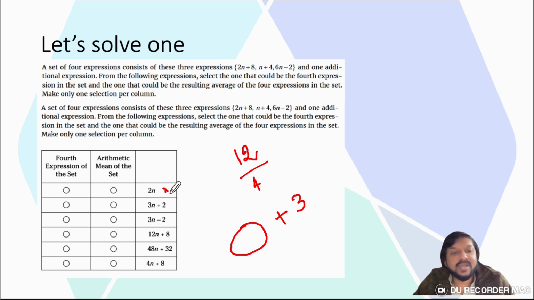So again, you can throw it out, and you can say that none of them, if that is the fourth expression, will give you any of the other expressions in that column as an arithmetic mean, and therefore 2n as well as 3n plus 2 cannot be my answer. Okay.